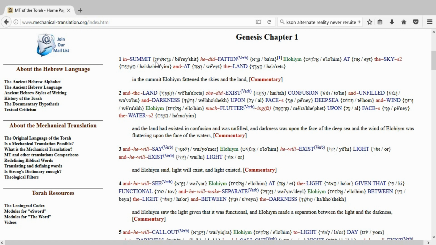I hope that this helps you understand a little better how the mechanical translation works. And if you have any questions, please feel free to contact us. Let us know what your question is, and we'll see what we can do to help you out. I hope that this will greatly improve your understanding of the Torah and benefit you in your studies.